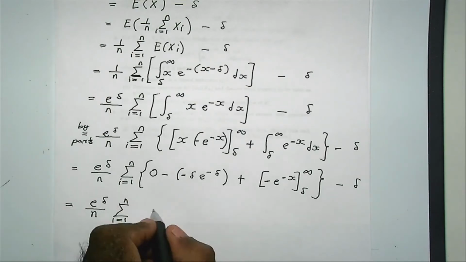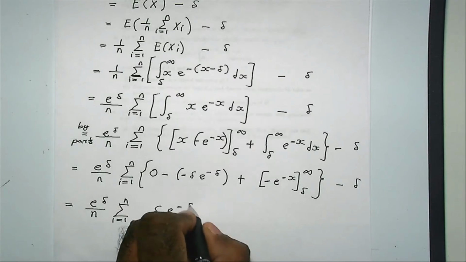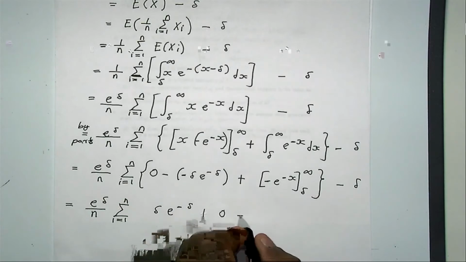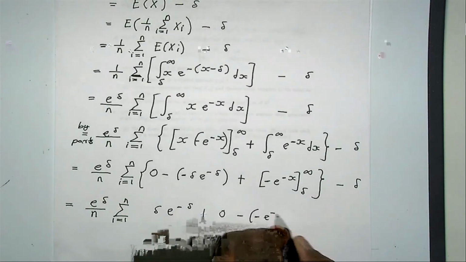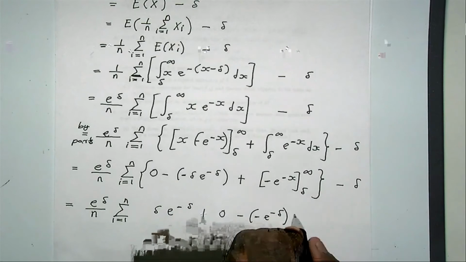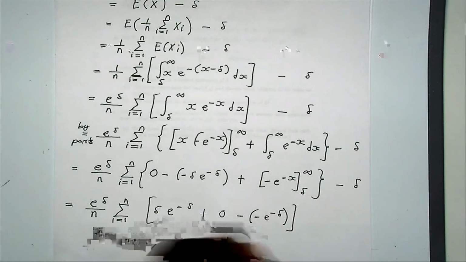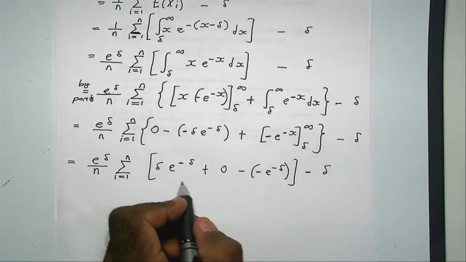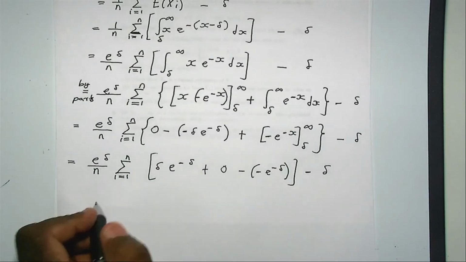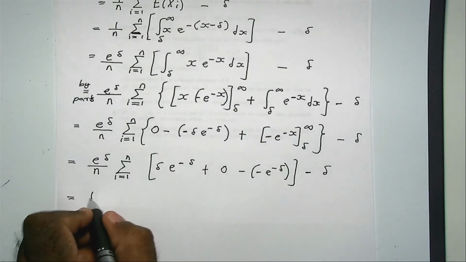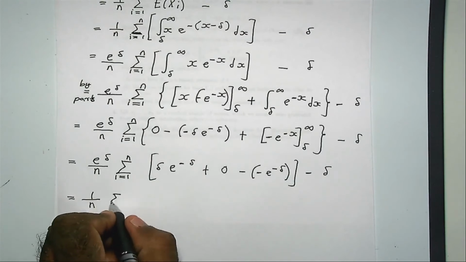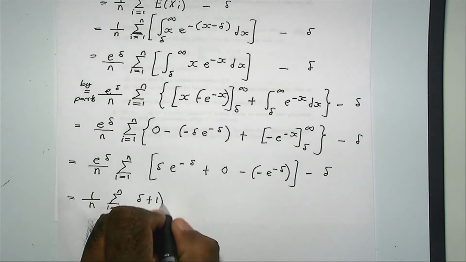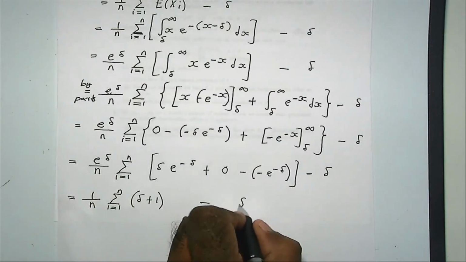So this is going to be delta e to the minus delta. At infinity it is 0, then you have minus e to the minus delta. Alright, so this e to the delta cancels out with this, so we get 1 over n times the sum from 1 to n of delta plus 1 minus delta.